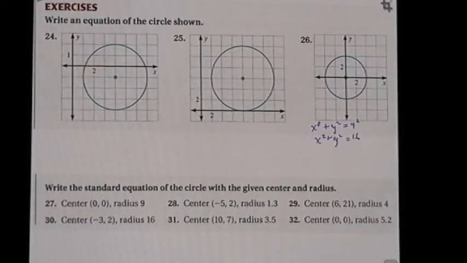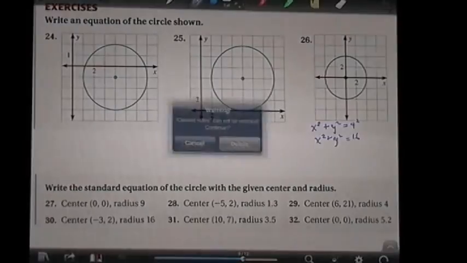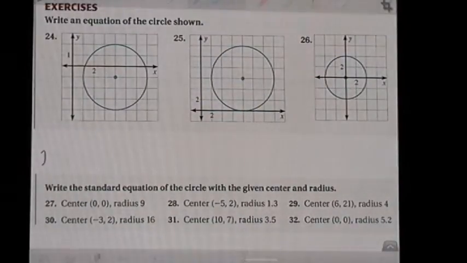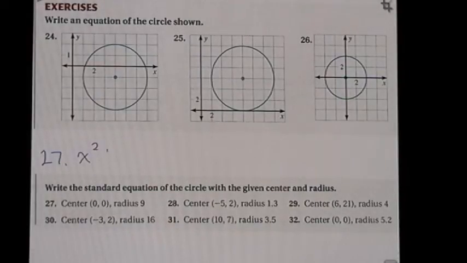Alright, write the standard equation of the circle with the given center and radius. This is just practice with that. Some of it's a little bit more difficult. Number 27. The center is 0, 0. It's just going to be x squared plus y squared equals 81. 9 squared.